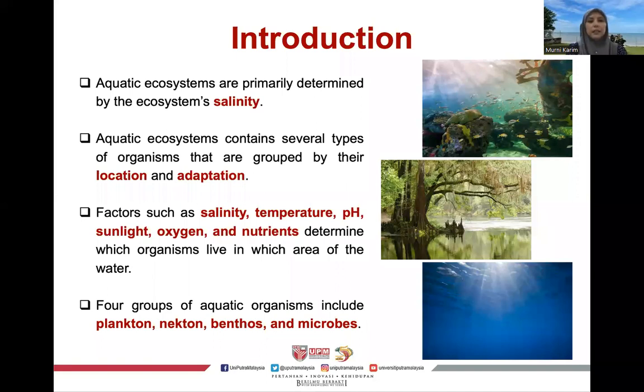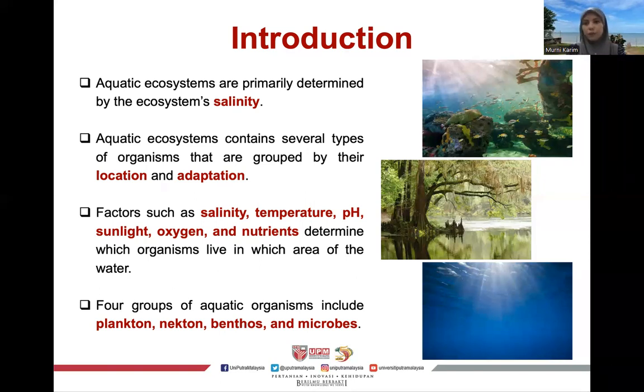And then they contain several organisms, which are grouped by their location. Even in the sea, for example, even though it is one big water body, each level of that water has its own different organisms. They live there based on their requirements, such as salinity, temperature, pH, sunlight, oxygen, and nutrition. Those are the factors that determine where an organism will live.